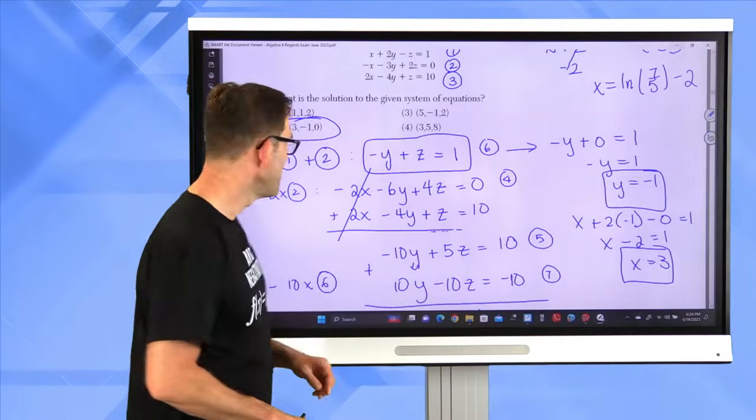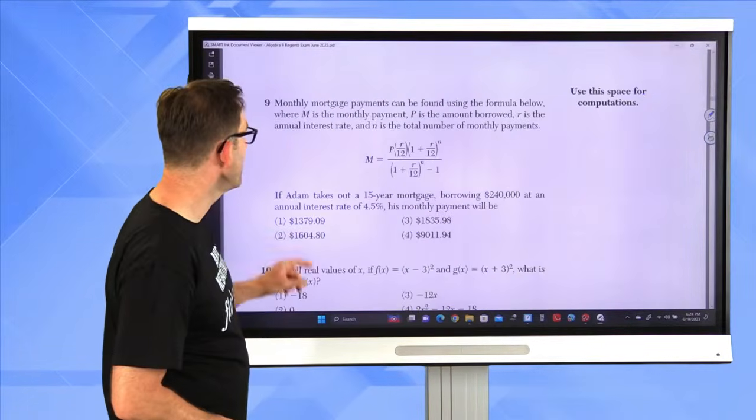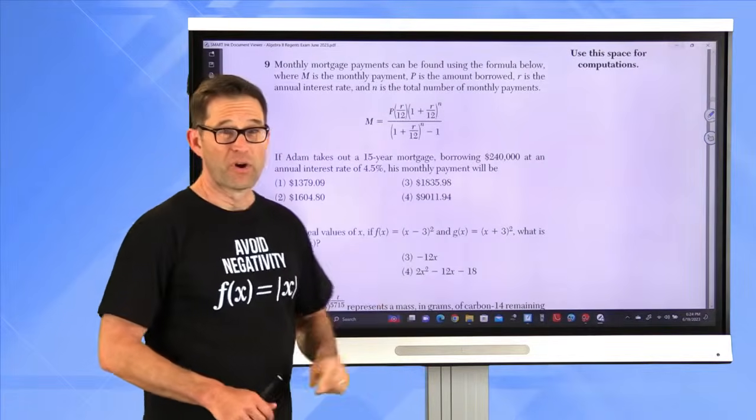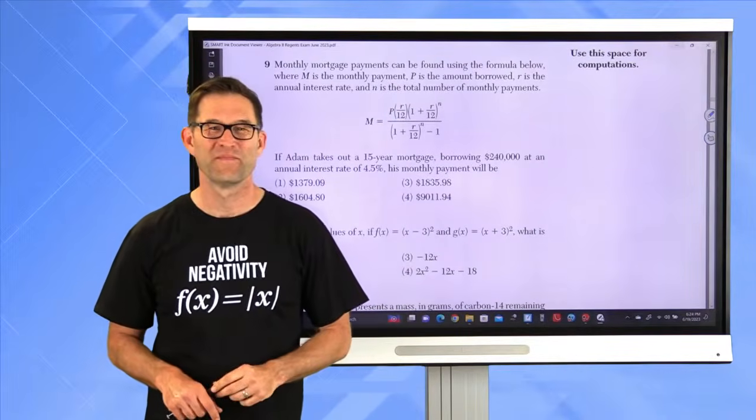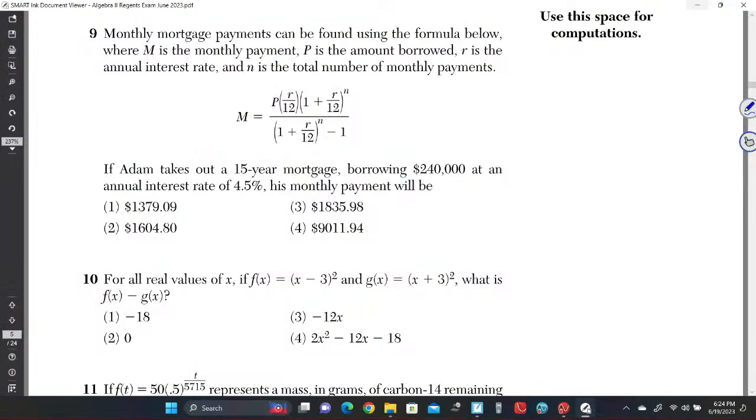All right, that might be the longest multiple choice problem we see tonight, but then again, there is number 9. Let's take a look. Monthly mortgage payments can be found using the formula below, where M is the monthly payment, P is the amount borrowed, R is the annual interest rate, and N is the total number of monthly payments. If Adam takes out a 15-year mortgage borrowing $240,000 at an annual interest rate of 4.5%, his monthly payment would be which of the following?